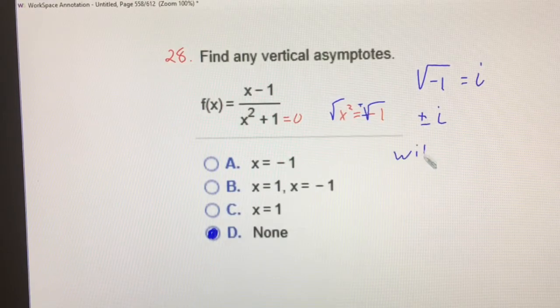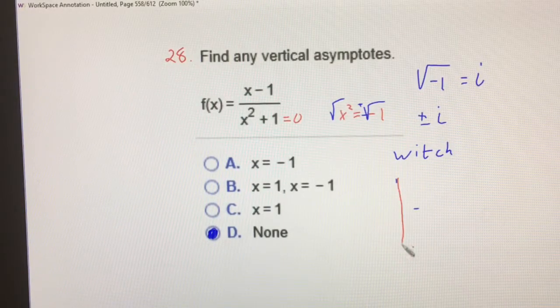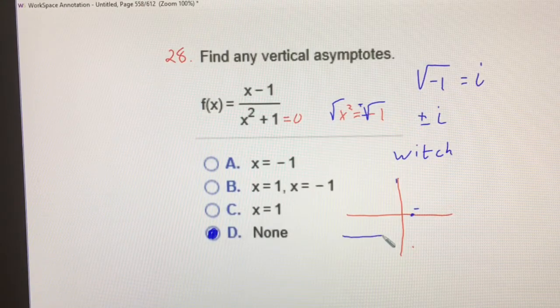This is actually called a witch. The graph would look something like this. A little strange. Actually, it goes through 1. Let me do a better graph. The graph actually goes through +1. So it would probably look like this. And it's called a witch.